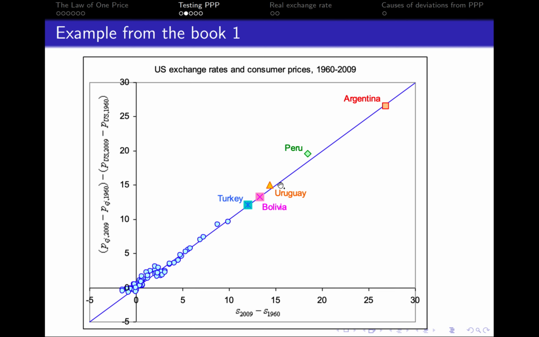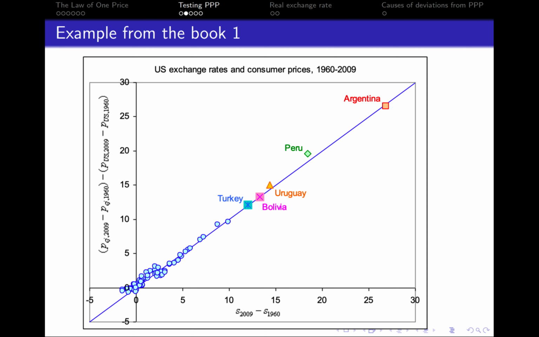Okay, but look, what do we get from this example? That the law of one price works remarkably well, but unfortunately, we would have to wait 50 years for it to work. Well, no smart person is going to be predicting exchange rate 50 years from now.